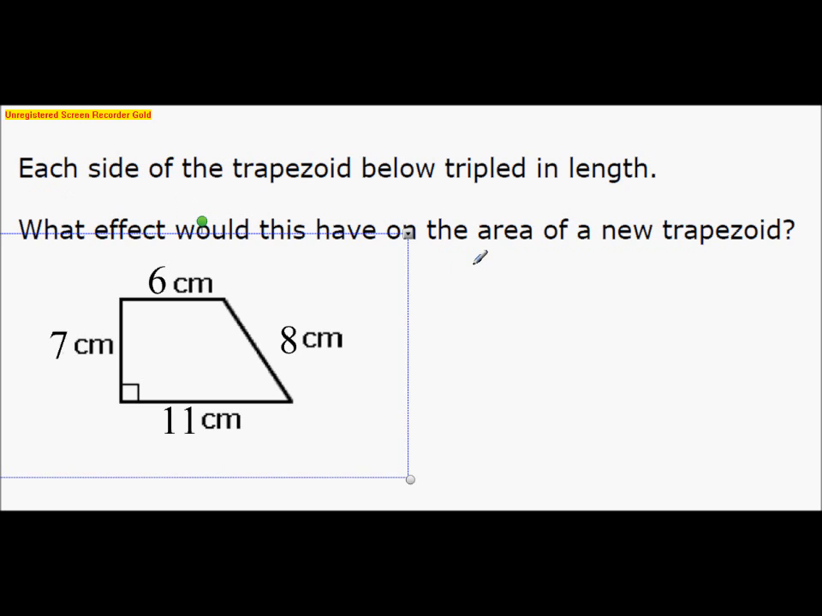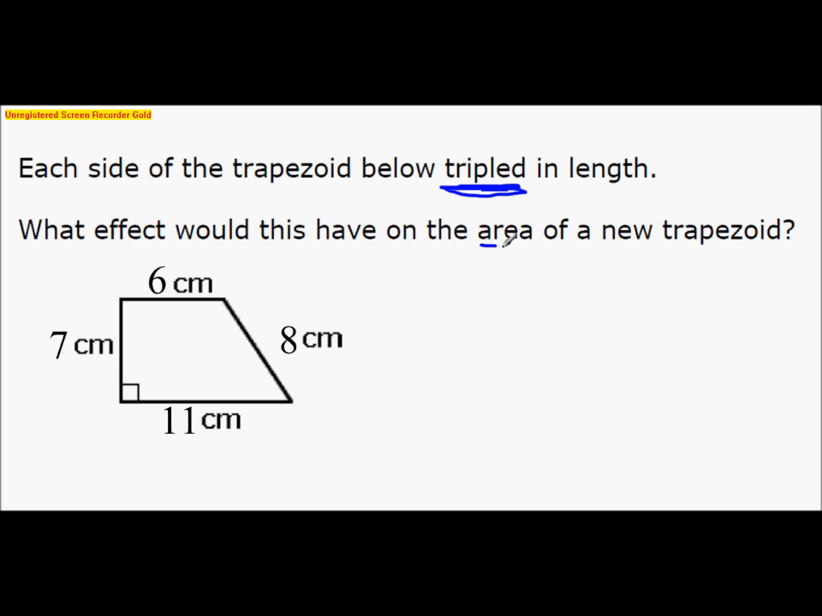Okay, and so doubled would mean 2 times bigger. Tripled is 3 times as big. Quadrupled would be 4 times as big. Okay, so each one of these sides would get 3 times bigger. So this side would go from 6 times 3 is 18. This side would go from 7 to 21. You multiply each one of these sides by 3. Okay, and it says, what effect would this have on the area of a new trapezoid?